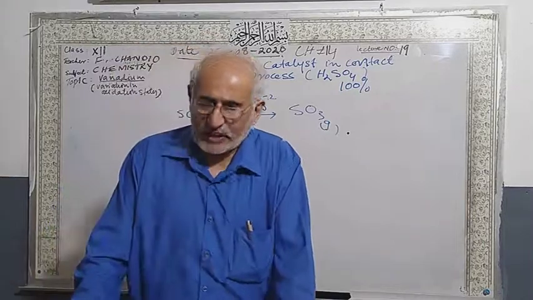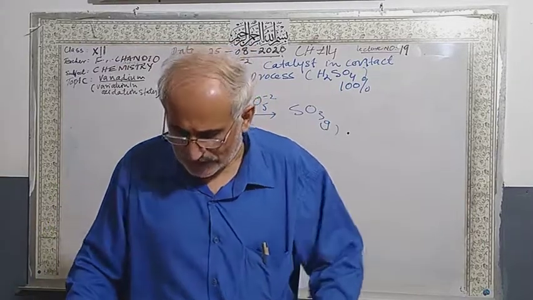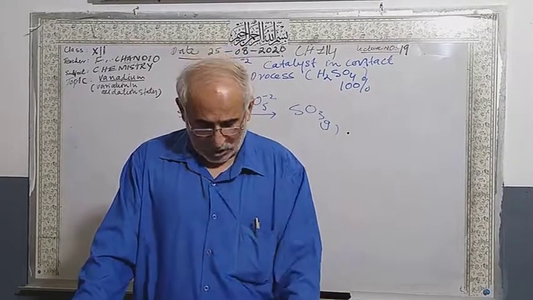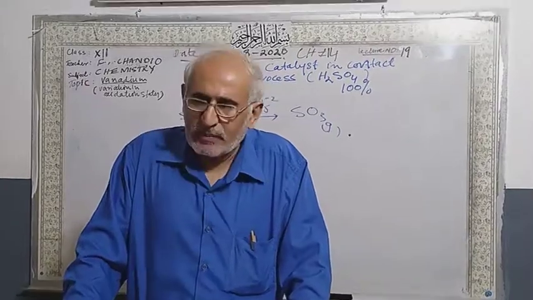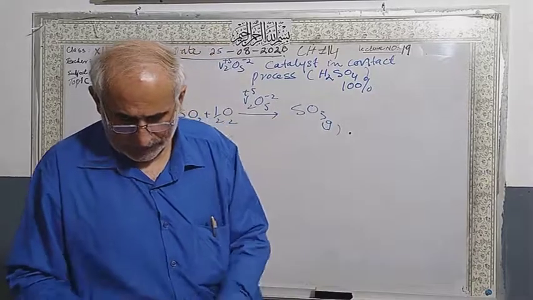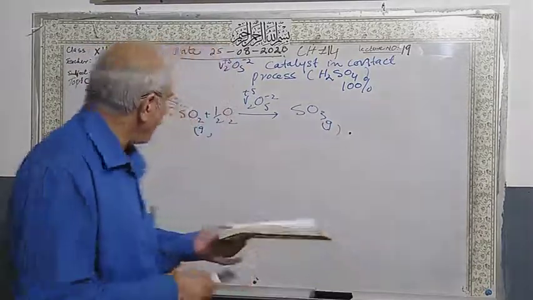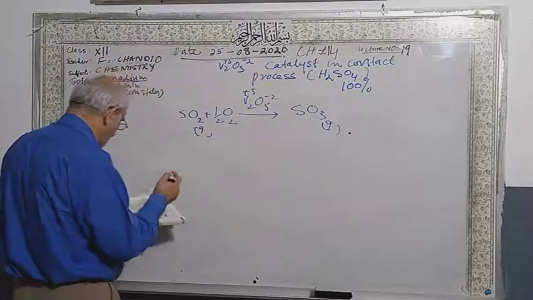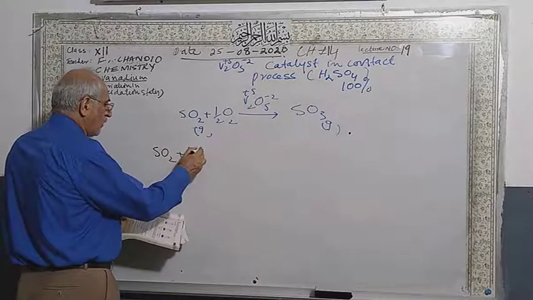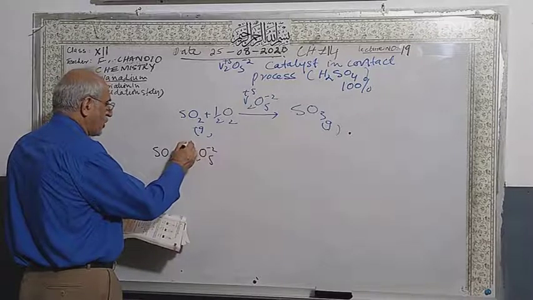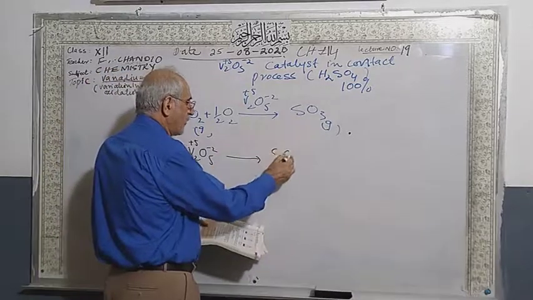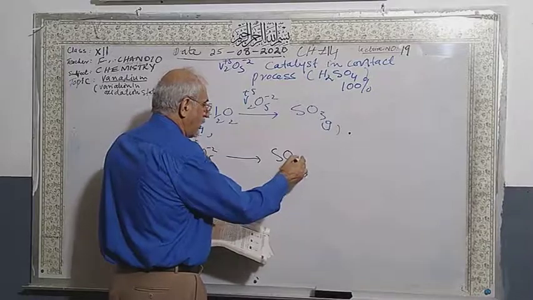Sulfur dioxide is oxidized to form sulfur trioxide in the presence of vanadium pentoxide as a catalyst, and the oxidation state of vanadium here is positive 5. So when the sulfur dioxide changes into sulfur trioxide, we use vanadium pentoxide. The oxidation number of vanadium is positive 5, and the sulfur dioxide is going to be converted into sulfur trioxide gas.